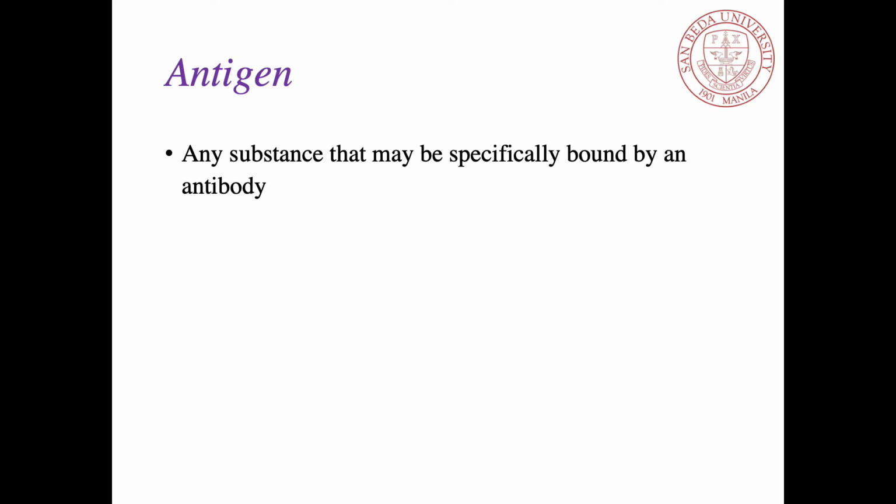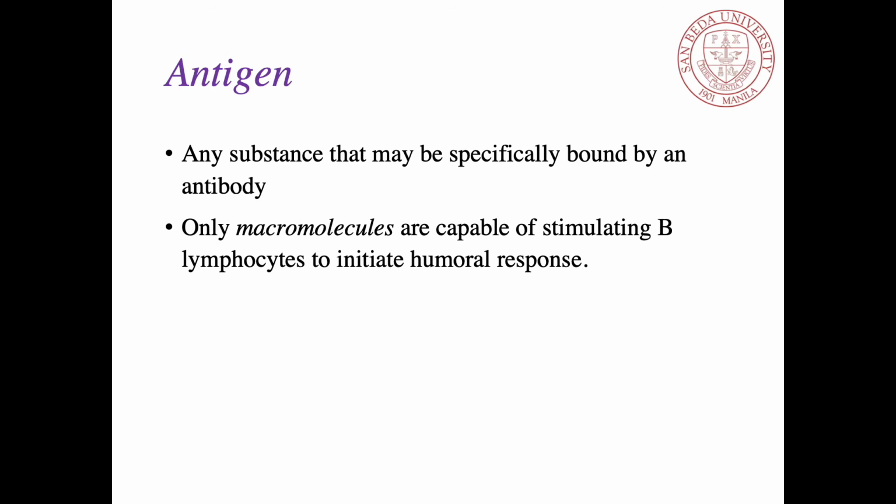Okay, so I guess at this point we should define what an antigen is formally. An antigen is any substance that may be specifically bound to an antibody. These antigens could include simple intermediate metabolites, sugars, lipids, and hormones. Basically, they're macromolecules, and this could include complex carbohydrates, phospholipids, nucleic acids, and proteins, perhaps from the invading pathogen. Now, basically, only macromolecules are capable of stimulating B lymphocytes to initiate a humoral response.